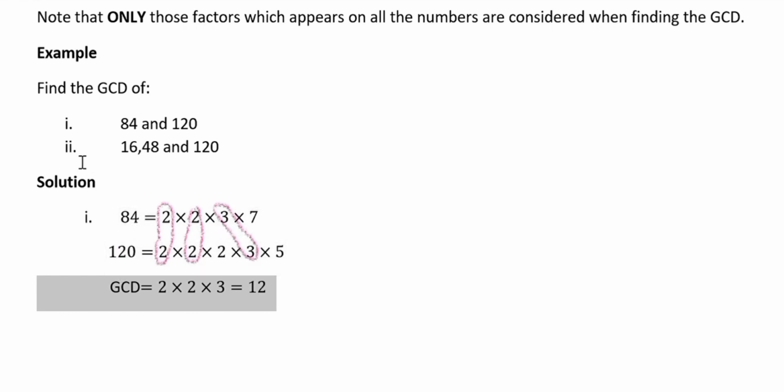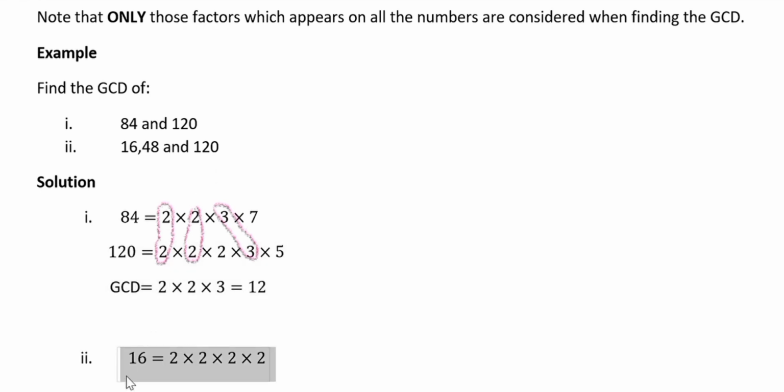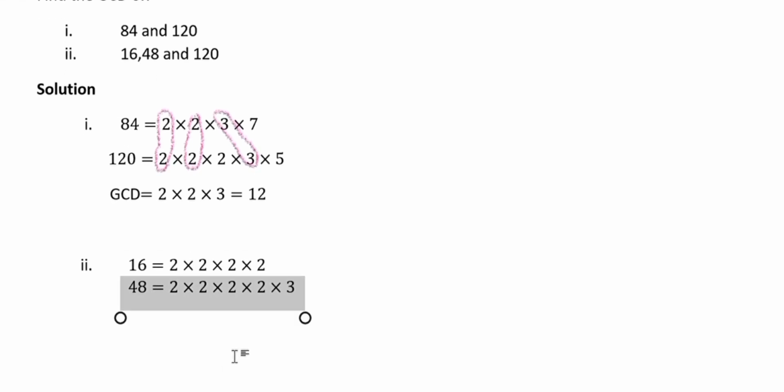The second question wants us to get the GCD for 16, 48, and 120. So we do the same. Let's get the prime factors of 16. These are 2 times 2 times 2 times 2. And then for 48, we shall have 2 times 2 times 2 times 2 times 3. And then for 120, of course, we have done it up here, but assuming we didn't have this, we shall have 2 times 2 times 2 times 3 times 5.